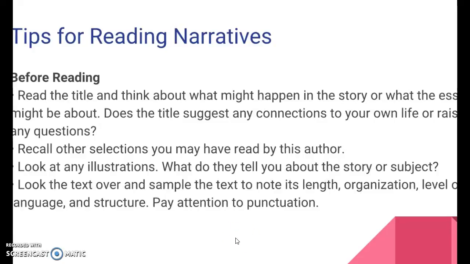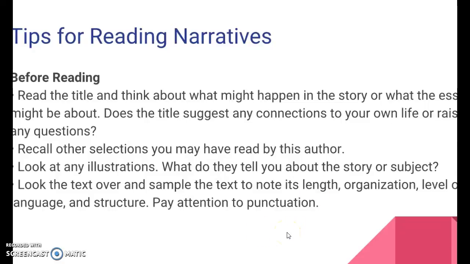Before reading, read the title and think about what might happen in the story, or what the essay might be about. Does this title suggest any connections to your own life or raise any questions? Recall other selections you may have read by this author. Look at any illustrations. What do they tell you about the story or subject? Look the text over and sample the text to note its length, organization, level of language, and structure.